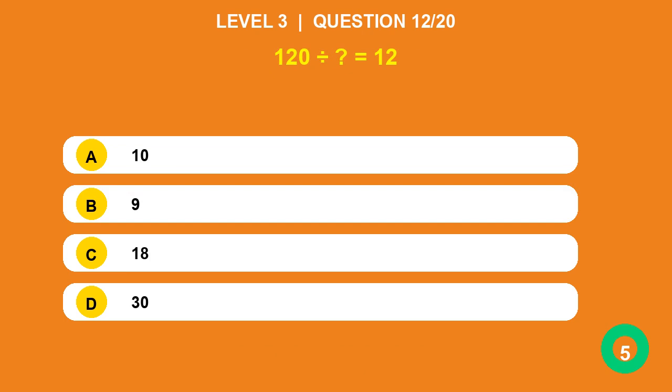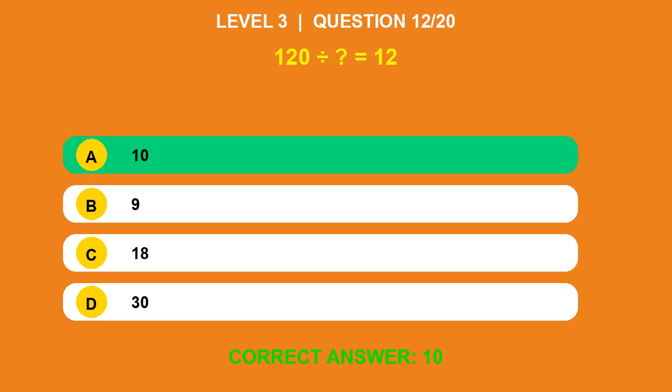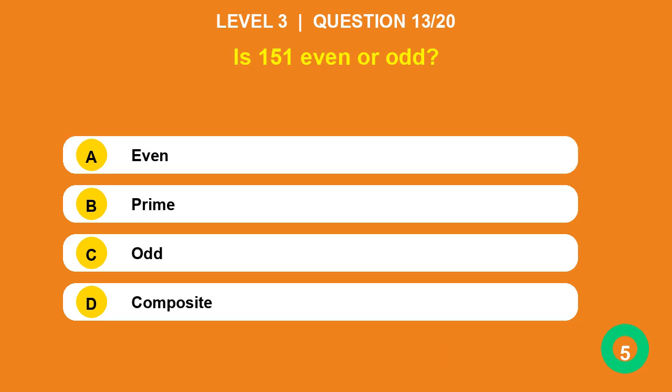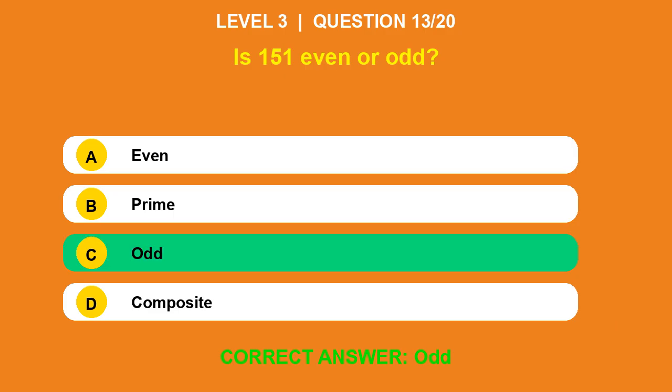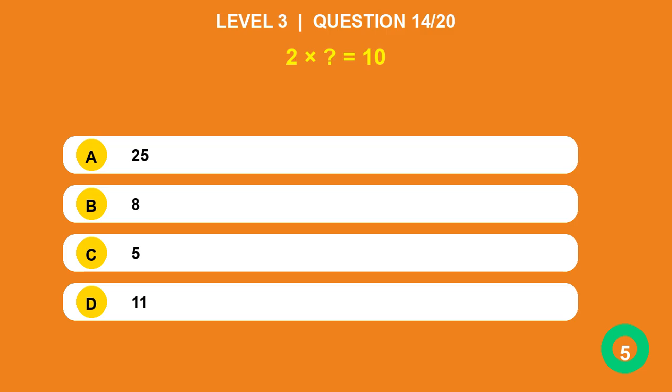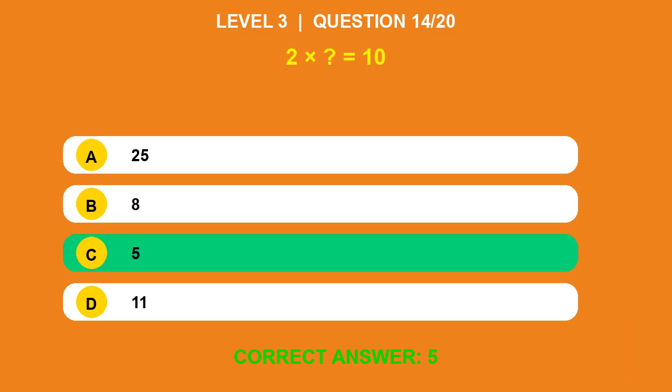120 divided by blank equals 12? Answer is 10. Is 151 even or odd? Answer is odd. 2 times blank equals 10? Answer is 5.